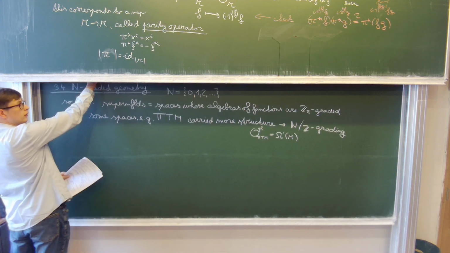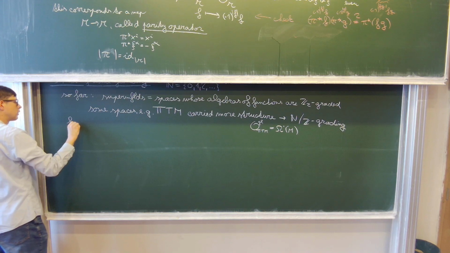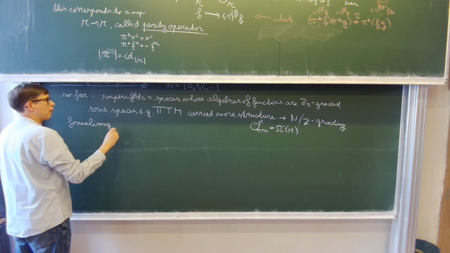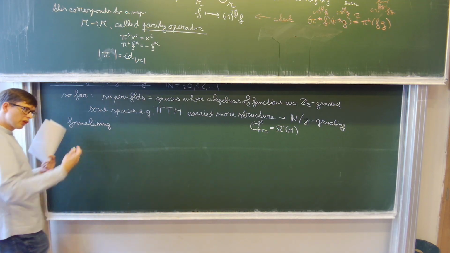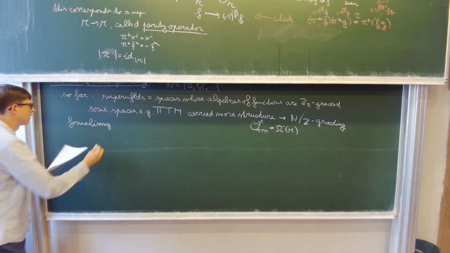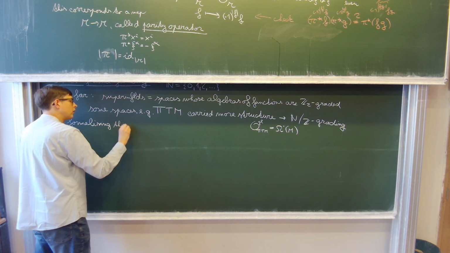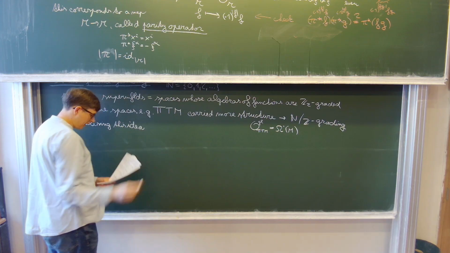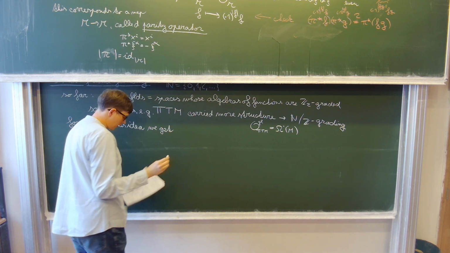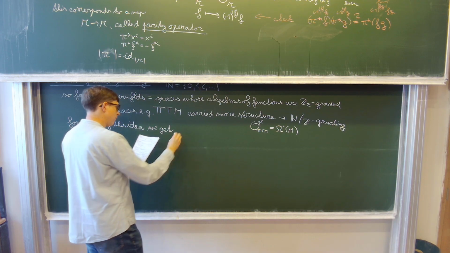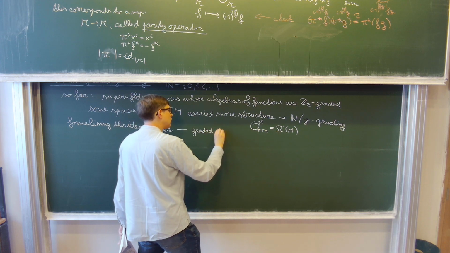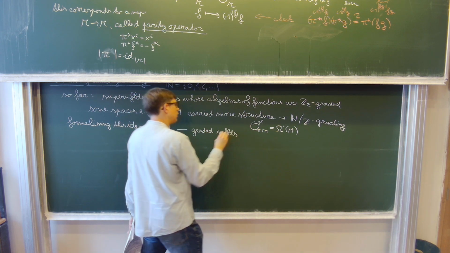So now we want to formalize this. This was already formal, but I want to make a definition of such a manifold that would be kind of n-graded. So formalizing this idea, we get the following. Let me say as follows: there is a way.